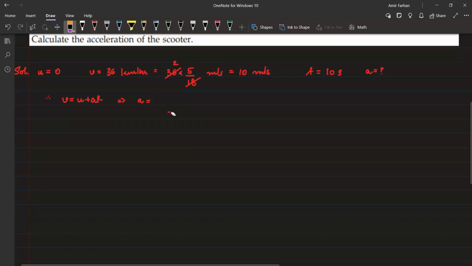A equals V minus U by T. The change in speed or velocity with respect to time, the rate of change of velocity. So acceleration is, initial velocity is 0, so 10 minus 0 by 10. That is 10 by 10, this cancels, equals 1 meter per second square. This is the answer. Please tell me if this is clear to you so far.